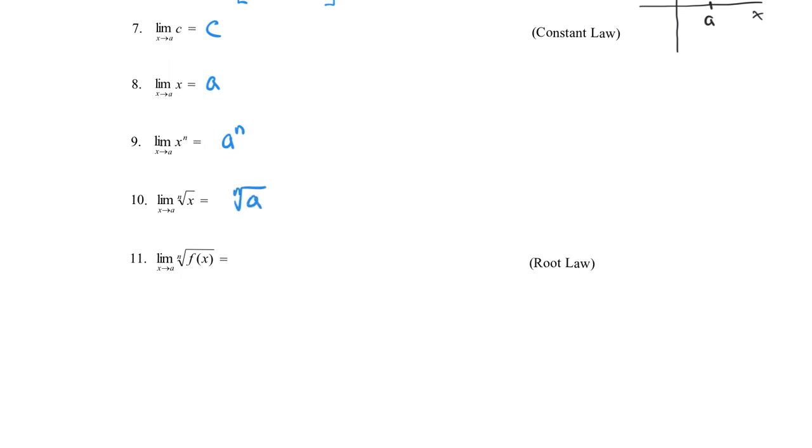And if n happens to be even, then of course we have to assume that a is going to be greater than 0, or it'll be positive. And then the last limit law follows from law number 10, and it says that the limit as x approaches a of the nth root of a function is equal to the nth root of the limit as x approaches a of that function. And once again, we have the same caveat here. If n is even, we have to assume that this thing here will be positive, right? Because you can't have the square root of a negative, right? We're dealing with real numbers only.